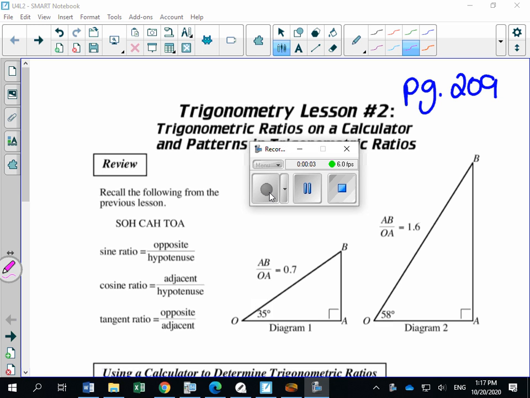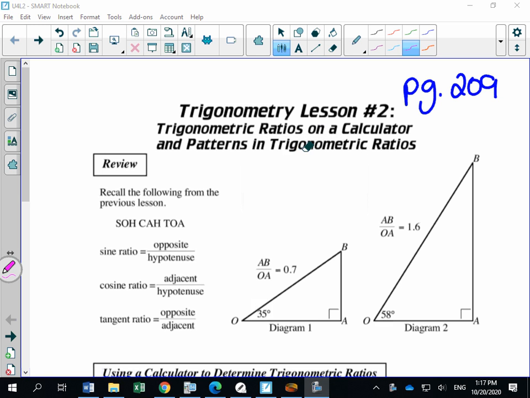So this video will be for the second trig lesson in your workbook, which is on page 209. So like I said, really quick lesson. We're going to do some calculator work in this lesson. And then we really get into trig and start solving for the triangles in lesson 3. So lesson 1 and lesson 2 are just giving you your prerequisite skills for lesson 3.